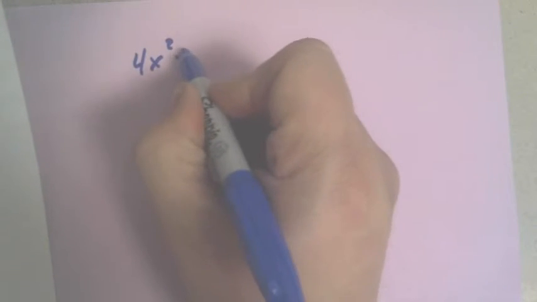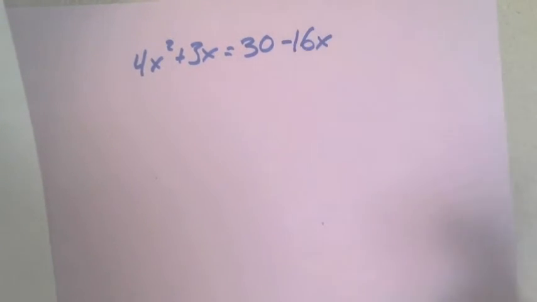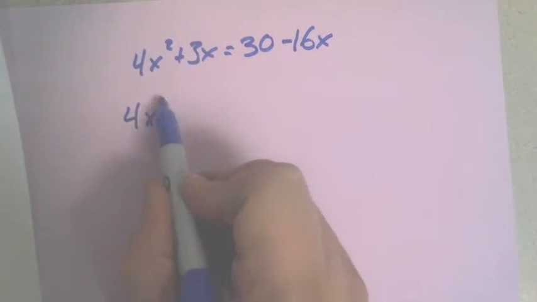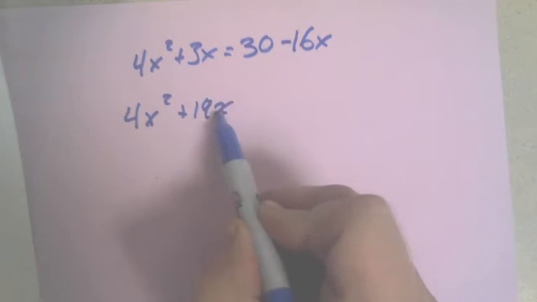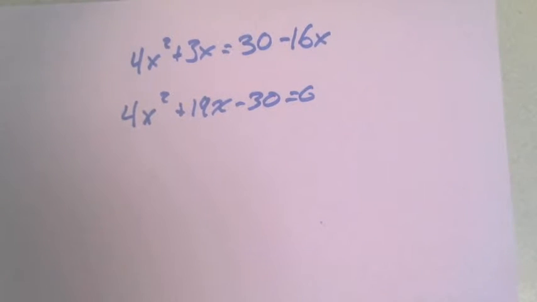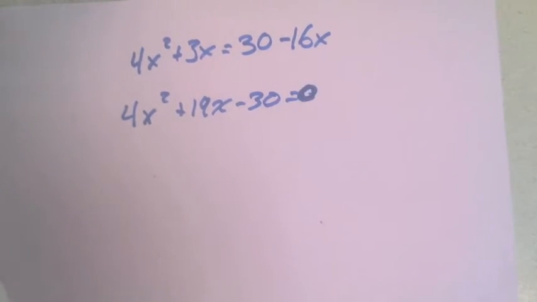So given 4x squared plus 3x equals 30 minus 16x, first write it in standard form. Essentially that means set equal to 0. So 4x squared, add the 16x over, so that'll be plus 19x, subtract the 30 over, set equal to 0. That puts it in our ax squared plus bx plus c equals 0 form. We generally do want that a to be positive. It's actually not entirely necessary, but it is helpful.